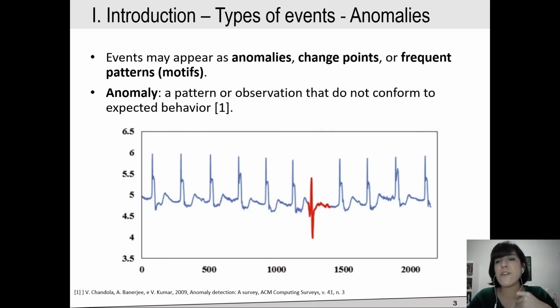So generally, the occurrence of an event can be detected by the observation of outliers or anomalies, points of change in behavior, and/or frequent patterns or motifs. An anomaly is a pattern or an observation that deviates so much from the other observations as if it was generated by a whole different mechanism. Anomalies refer to a special kind of outlier. Particularly, it is an outlier that is of interest to an analyst.